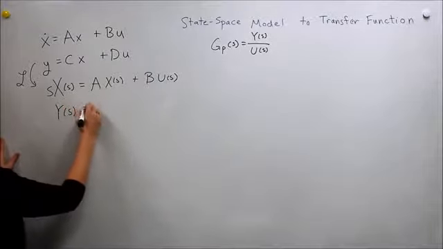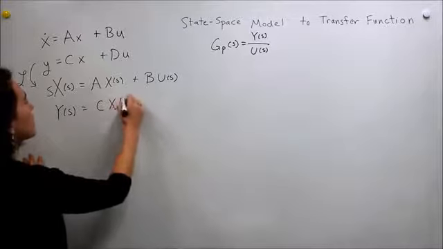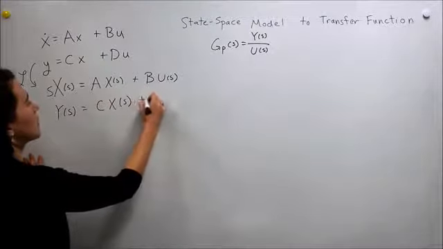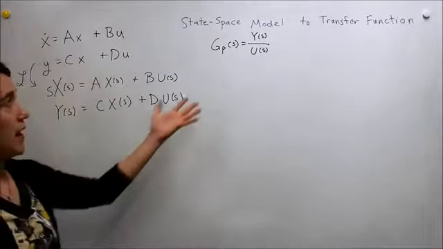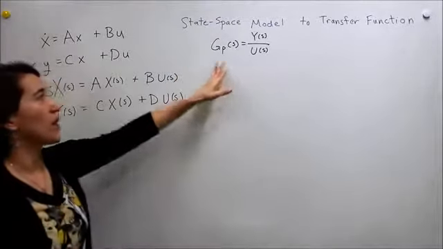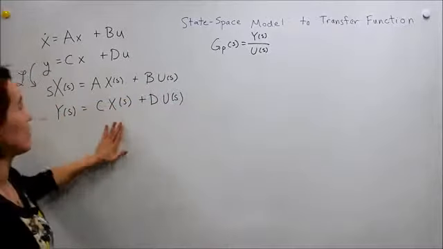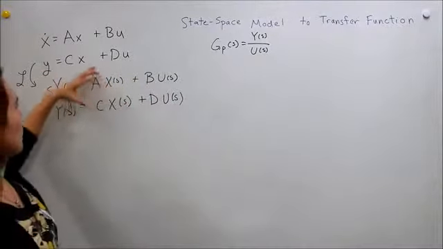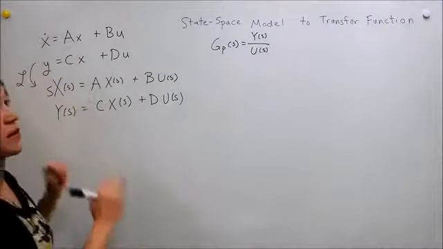Take the transform of the y, do it here. Y(s) equals CX(s) plus DU(s). And in our transfer function, right, we only want it in terms of our input and output. So we really want to get rid of this x. So we can move these things around, equate these two equations together, and get rid of our x.